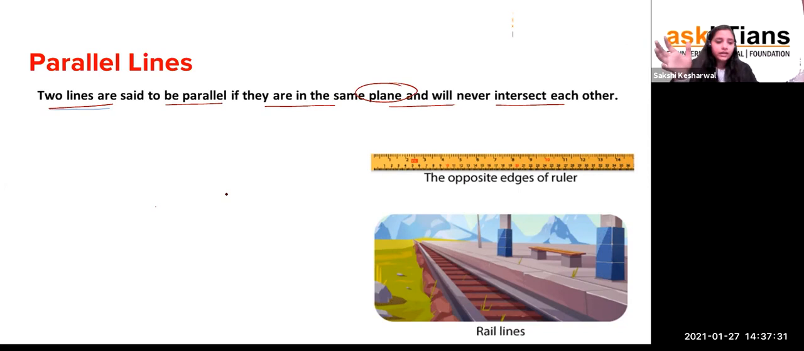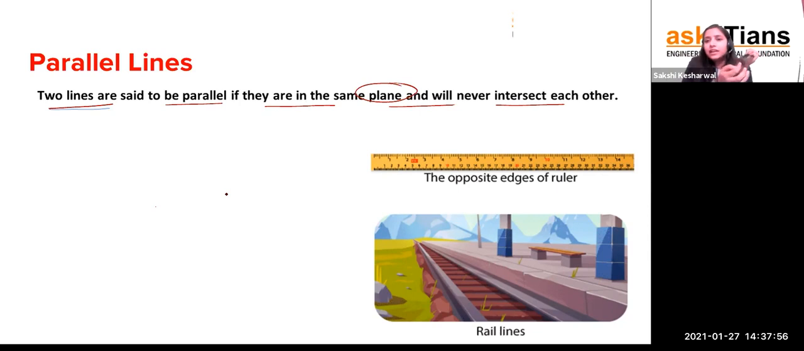Or you can take a ruler, or if I take my phone, this side and this side are parallel to each other, right? They will never and ever intersect. Whether I extend this line in the upward direction or in the downward direction, they are never going to intersect each other, right? Even if I take this also on this side, they will never intersect each other.